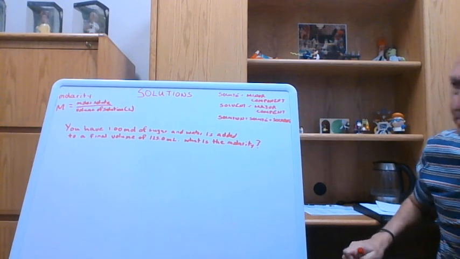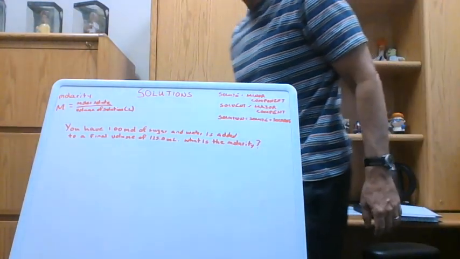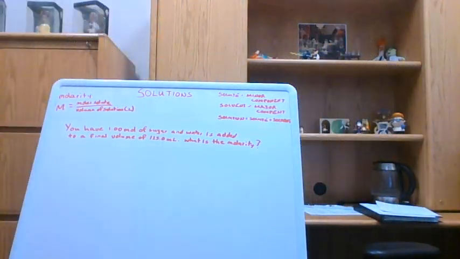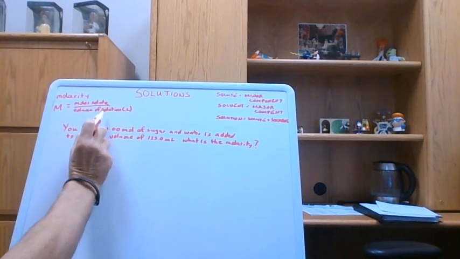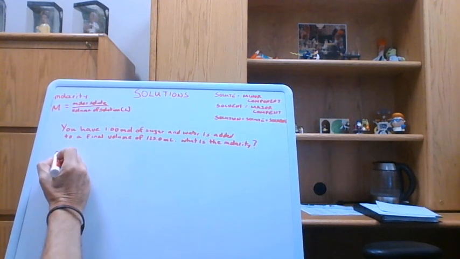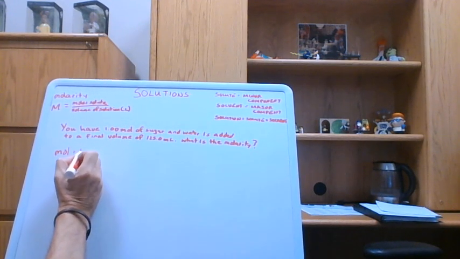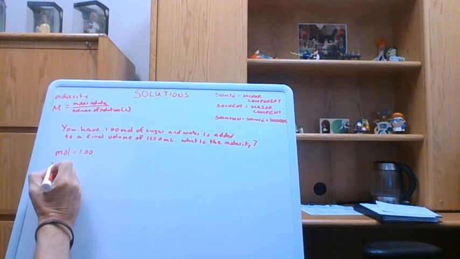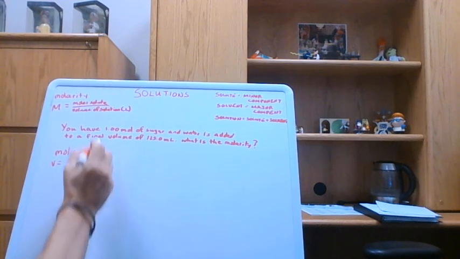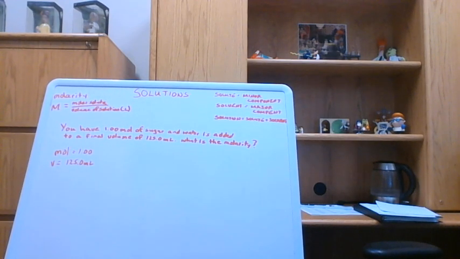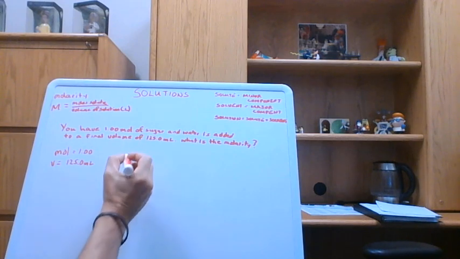So let's look at a typical molarity type problem here. If we have 1 mole of sugar and water is added to a final volume of 125 milliliters, what is the molarity? So remember, the molarity equals moles of solute per volume of solution. So our moles are given to us as 1.00, but our volume is given to us as 125.0 milliliters, and we need the volume in liters. So the first thing we would do is convert that volume to liters.